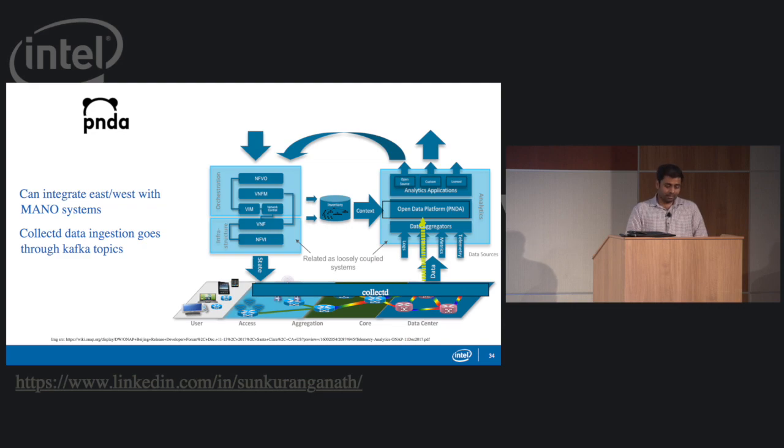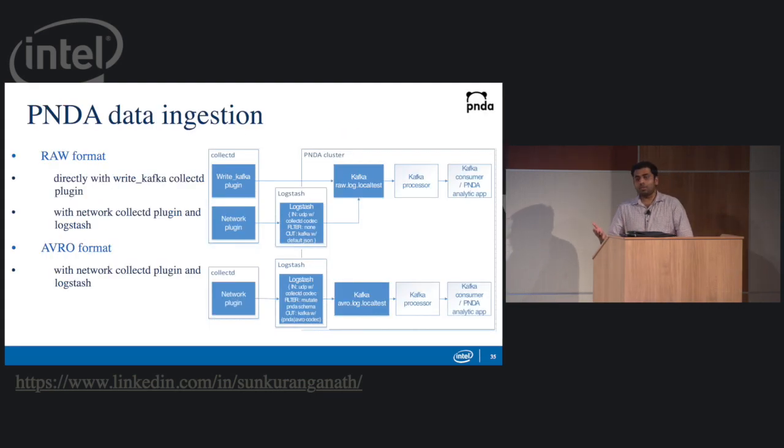data into a PNDA cluster. There are two ways you can do it. One is raw format, which is the format that you keep collecting and send it out. So we're using the Kafka plugin for CollectD, put it into Logstash, and then it can be taken into Kafka, or directly to Kafka, and then you can send it to the PNDA consumer. As you know, PNDA uses Kafka. Or you can do an Avro format, where you do format conversion from raw data to Avro format, and that will help your consumer app within PNDA to use an Avro format.